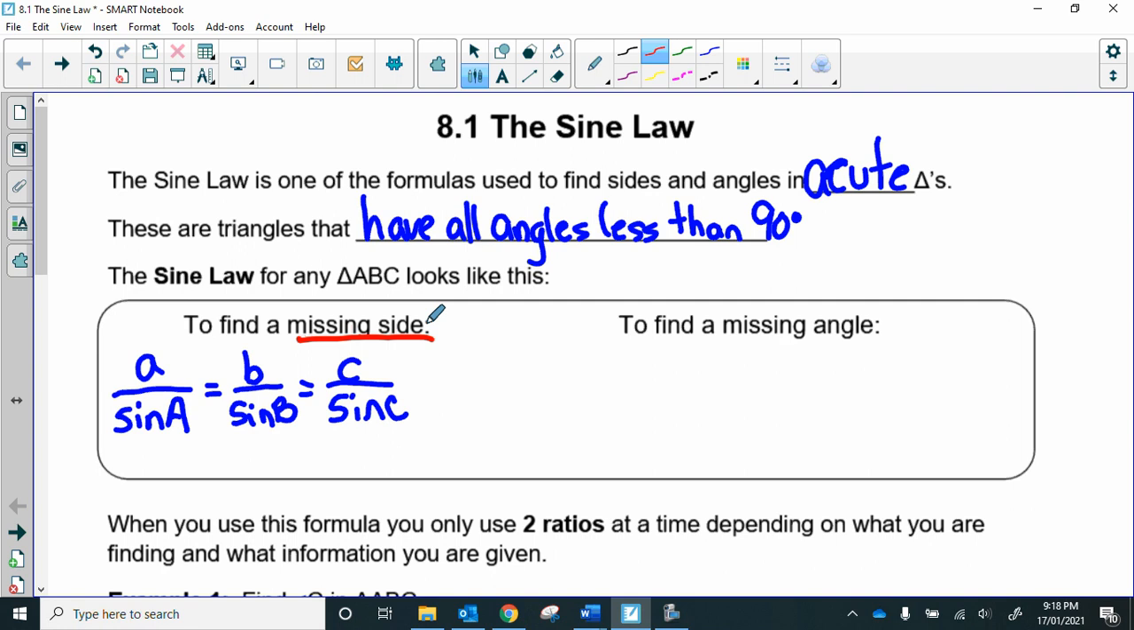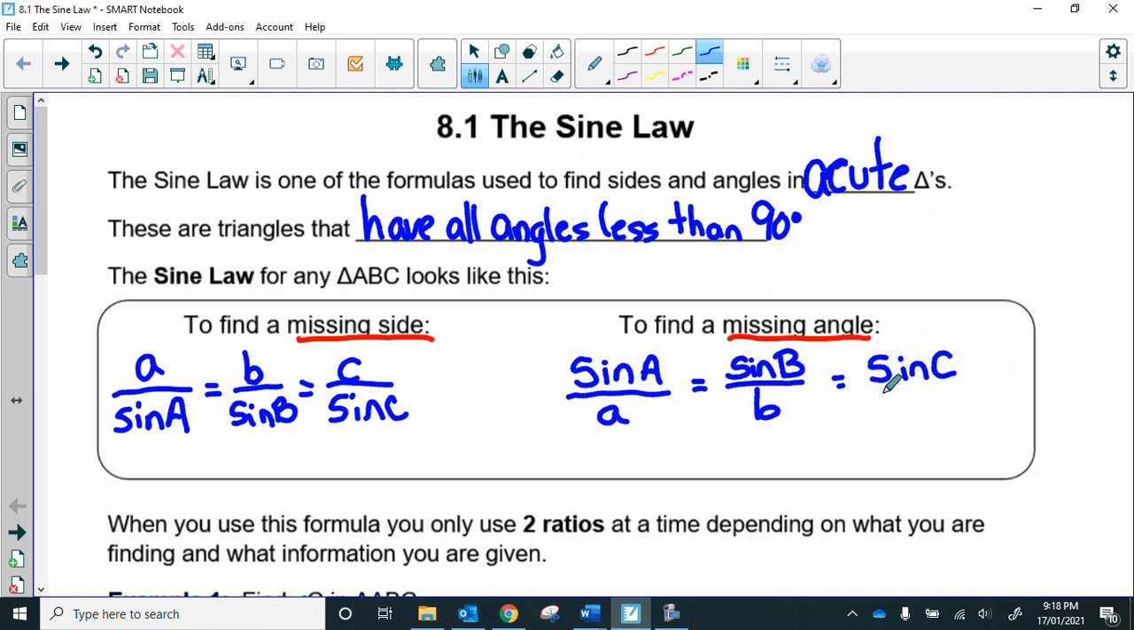So what about if we're finding a missing angle? Instead of having the sides on top, we flip everything over to have the angles on top. Your formula is exactly the same, except we are flipping all of the ratios so that the angle is on top, and that's just going to make it easier to solve. So we get sine A over a equals sine B over b equals sine C over c. This is the sine law.